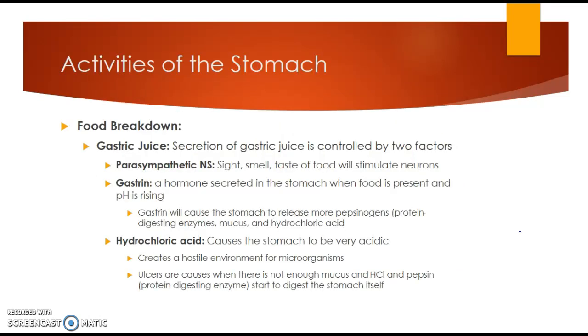All right, our activities of the stomach. We have our food breakdown. This is basically what the stomach does. It's a lot of breakdown, and you have gastric juice that we talked about when we looked at the anatomy of the stomach and all the different cells and the things that they secrete.